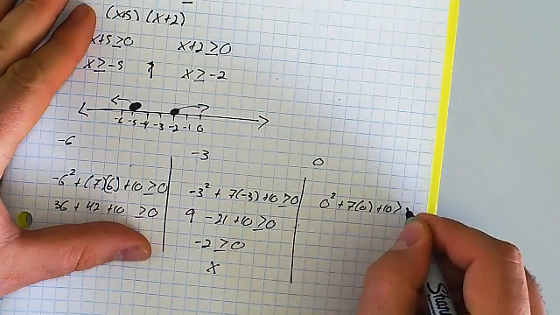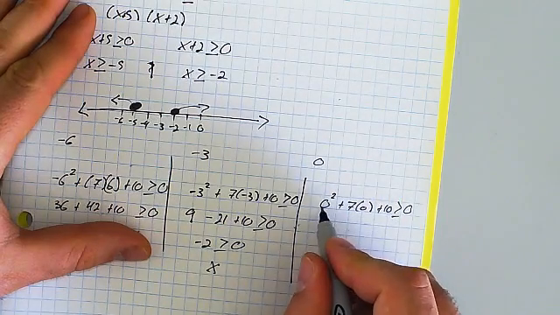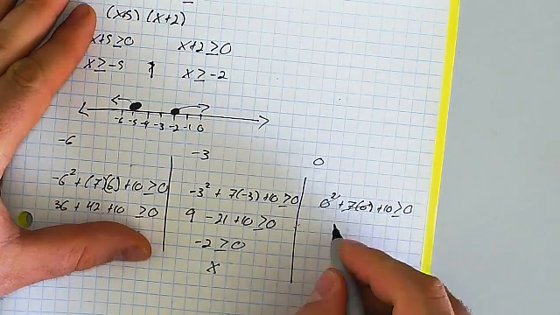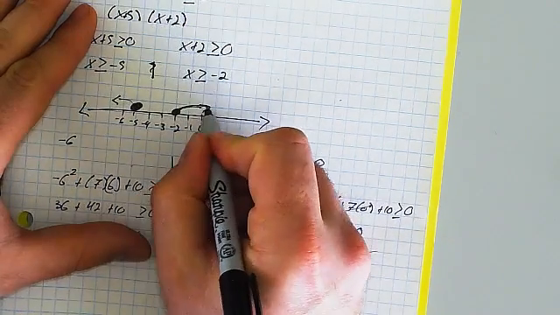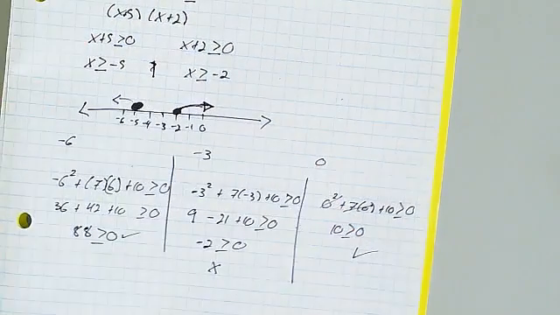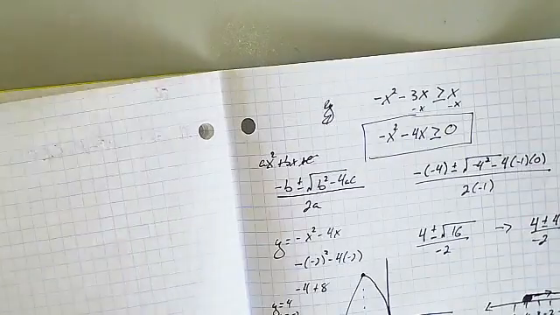Our last step, 0 squared plus 7 times 0 plus 10 is greater than or equal to 0. 0 squared is 0, 7 times 0 is 0. Is 10 greater than or equal to 0? Absolutely. So we can fill in our graph like so. Okay.